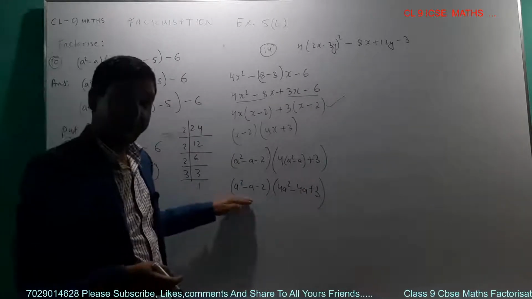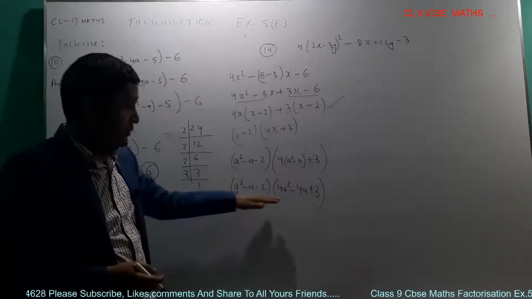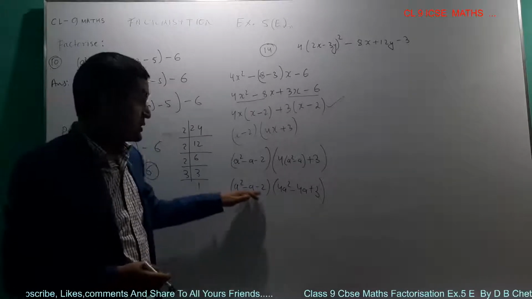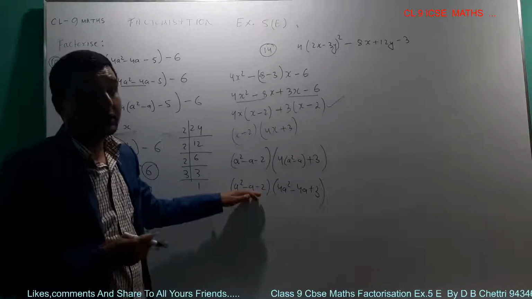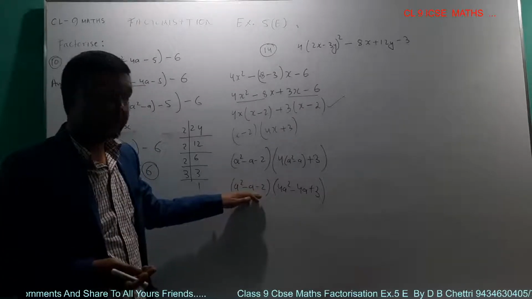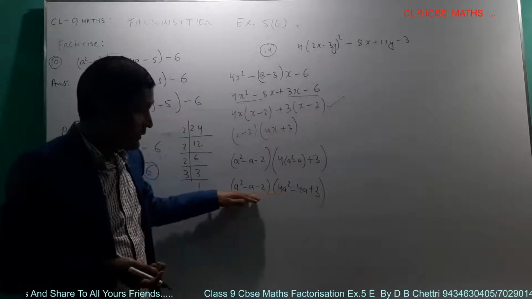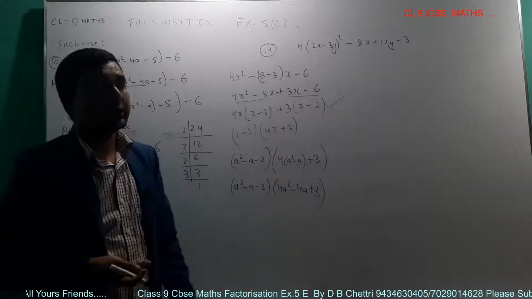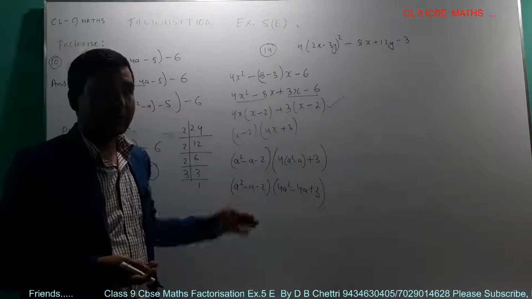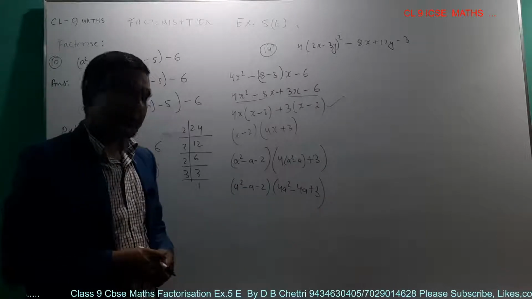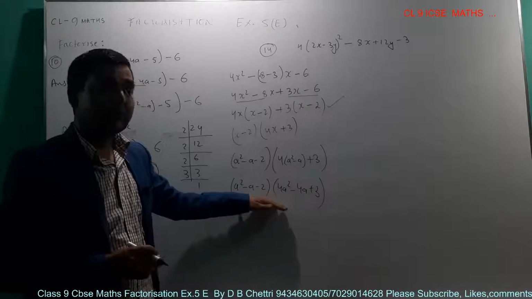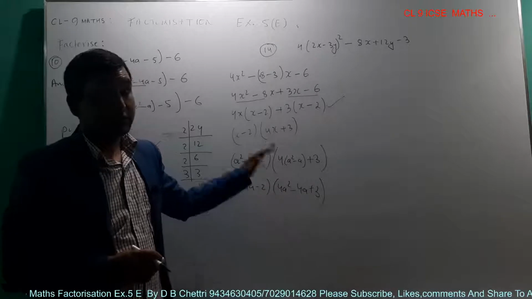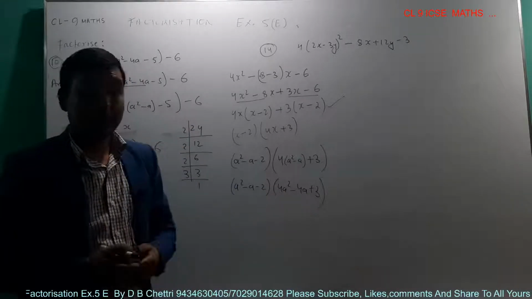Again a trinomial is there. If possible, then you can factorize. How to check whether this trinomial factorization is possible or not? We did it in the previous exercise. Just check it. If further factorization is possible, then we have to do the factorization again to completely factorize the expression. Now this is your homework. If you don't know how to check whether this factorization is possible or not, please go to the previous video. It is there in the playlist. Okay.